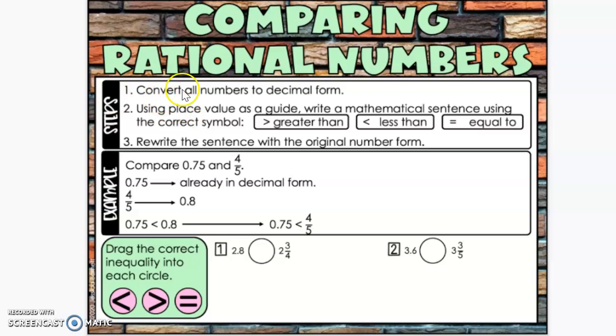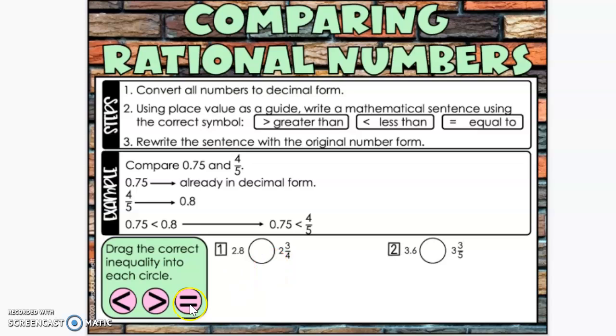So on this first slide it just gives you the steps to remember how to convert numbers. Remember, if it's a fraction you need to convert it into a decimal to compare them. So it says here you're going to compare 75 hundredths and 4 fifths. 75 hundredths is already in decimal form. 4 fifths in decimal form is 8 tenths, so it already did it for you. So 75 hundredths is less than 8 tenths because the 7 in the tenths place is less than the 8 in the tenths place. So 75 hundredths, or 3/4, is less than 4 fifths.